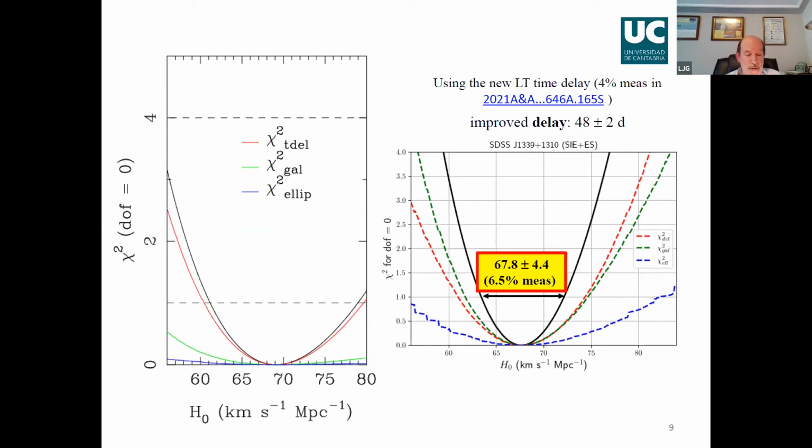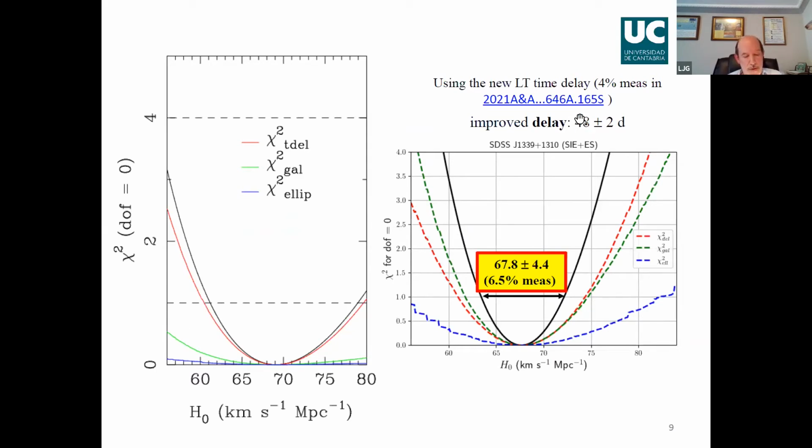The observational constraint on the time delay is the primary contribution to the chi-square curve. We see that the red line corresponds to the contribution to the chi-square by the time delay constraint, while other constraints, for example the position of the galaxy, see the green line, play a secondary role.